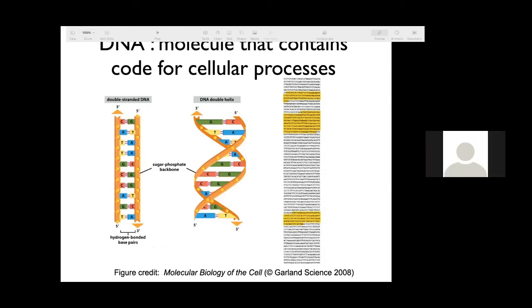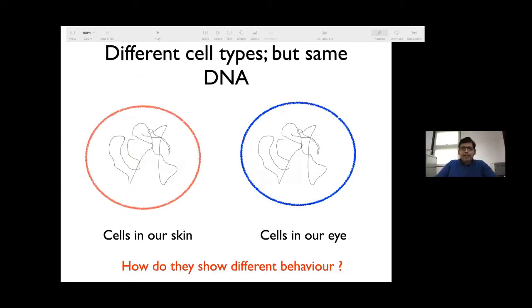As you all know, DNA is the molecule that contains the genetic code. It contains the code for all the cellular processes. If you take any multicellular organism, like human beings, we have different cell types. We all started from a single cell, which divided and developed into a multicellular organism, so the DNA is copied multiple times. All our different cell types have essentially exactly the same DNA. Cells in our skin and cells in our eye have essentially the same DNA.